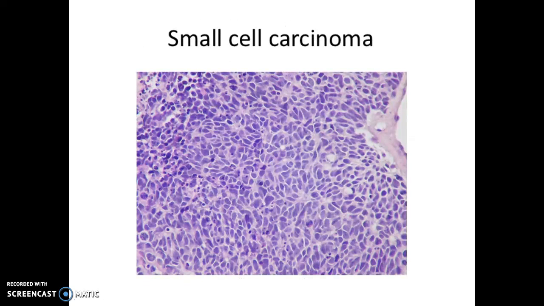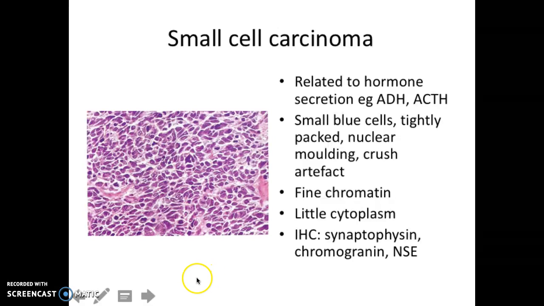For small cell carcinoma, it is composed of neuroendocrine cells, and it is composed of these tightly packed small blue cells with nuclear molding, so they are molded to one another, and it has a fine chromatin, or in some textbooks they will say salt and pepper pattern, and there is very little cytoplasm. And you can see some mitotic figures here.